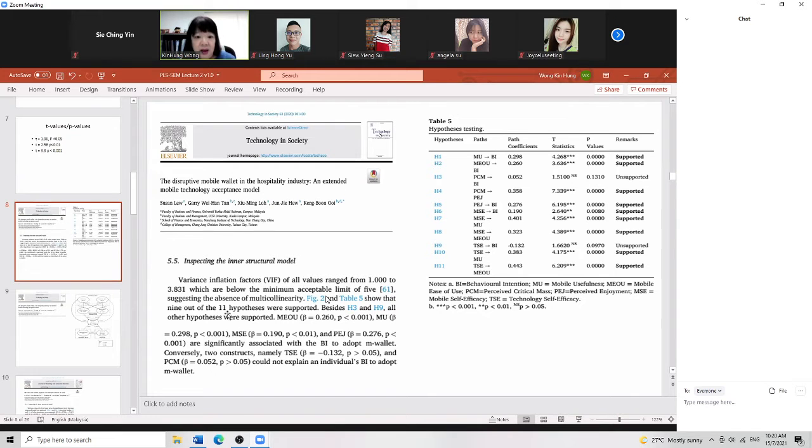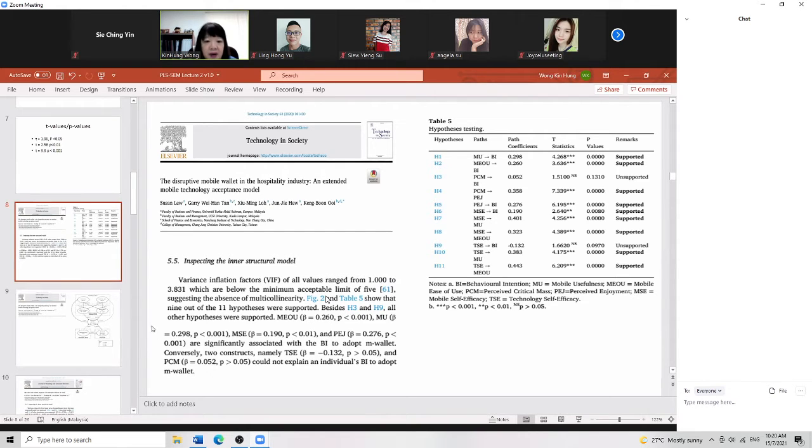Okay, you see here, it shows that 9 out of 11 hypotheses were supported. All right. H3 is here. Okay. H3. Okay. And H9 here. All right. All other hypotheses were supported. So you look at this hypothesis, you look at the figures here. Okay. All right. So you see here, right?